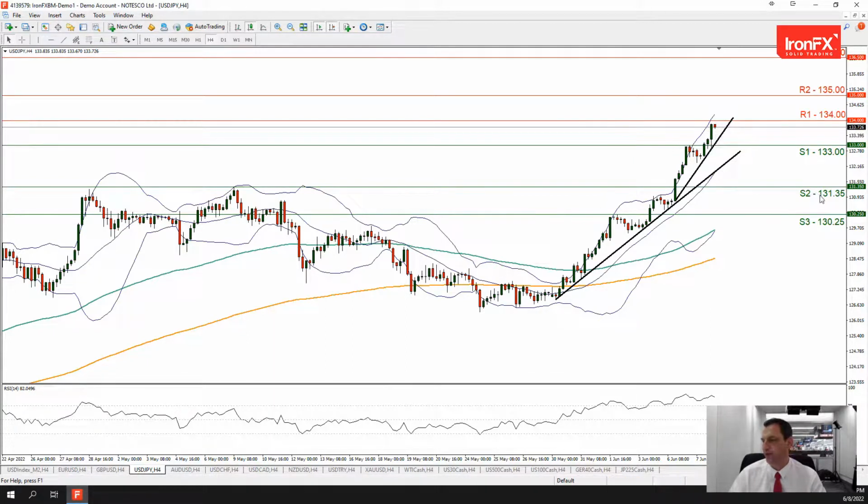Lower than that, we note the 131.35, which provided resistance once, twice, and may have been another considerable resistance line, which has now been turned to a support line. And even lower would be the 130.25. I would like to see how this would work out.